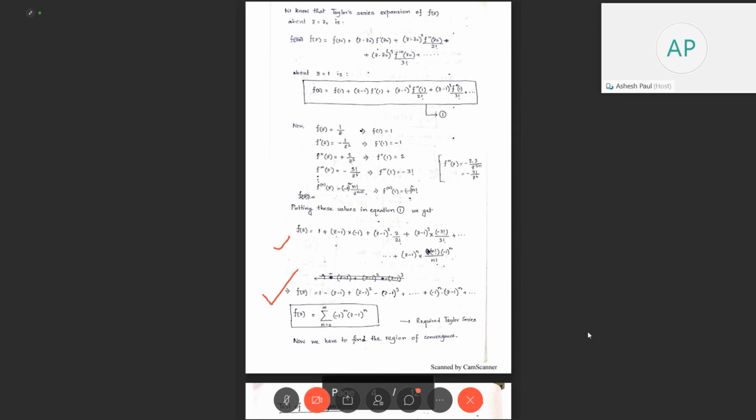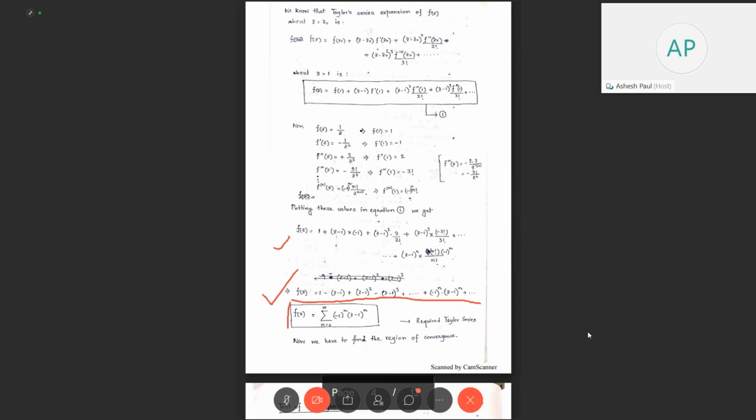Then these minus 3 factorial by 3 factorial cancel out. So we get minus (z minus 1) whole cube and so on. So this is the final form and it is the required result, that is, the required Taylor series about the point z equal to 1.